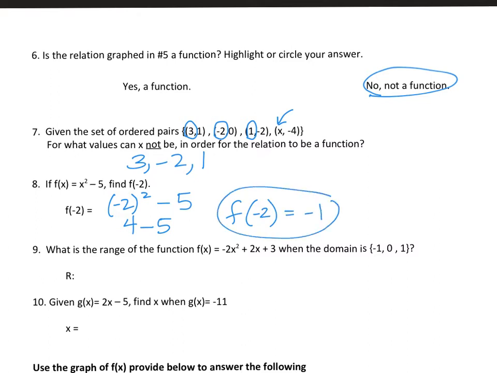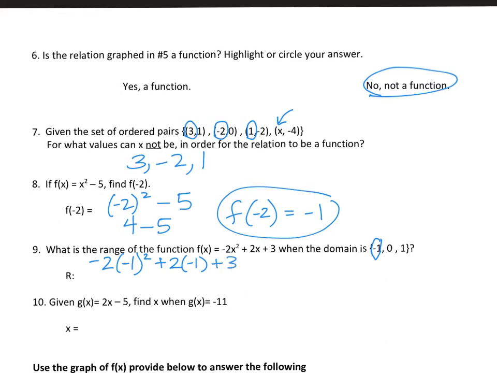That's our answer. Okay, so number 9 is one of those questions that has multiple questions within it. It's asking, what is the range of the function if f of x is -2x squared plus 2x plus 3 when the domain is -1, 0, and 1. So we need to plug in these domain values and see what range values we get. We need to do it one at a time. First we're going to start off with the -1. So we have -2(-1) squared plus 2(-1) plus 3.